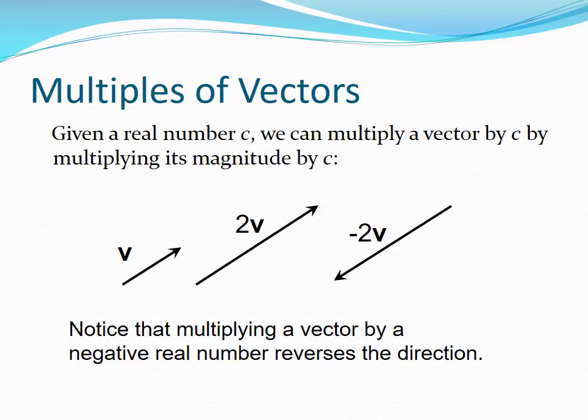Given a real number c, we can multiply a vector by c by multiplying its magnitude by c. The direction of a vector does not change when multiplying by a positive scalar value. When multiplying a vector by a negative real number, it reverses the direction of the vector.